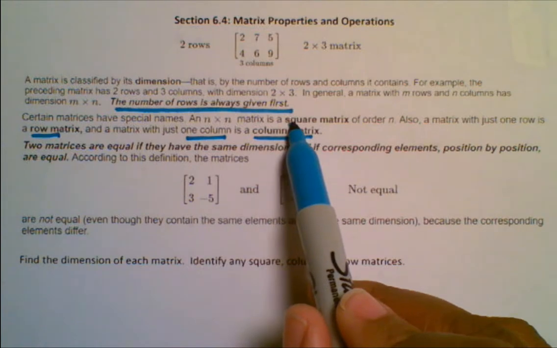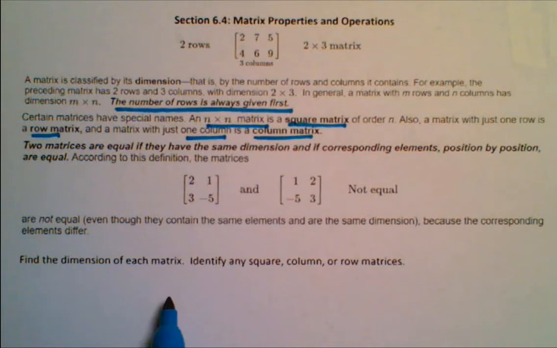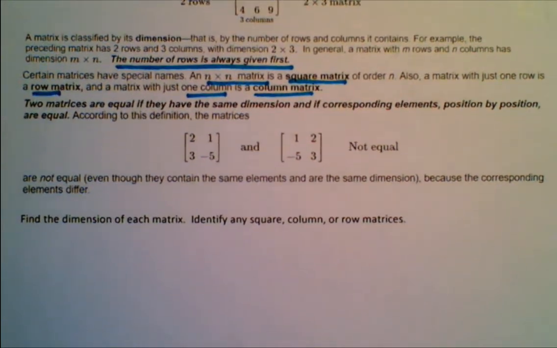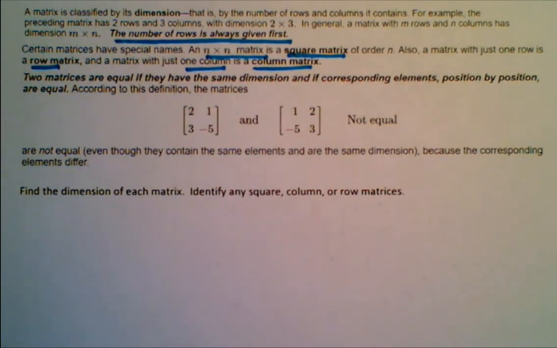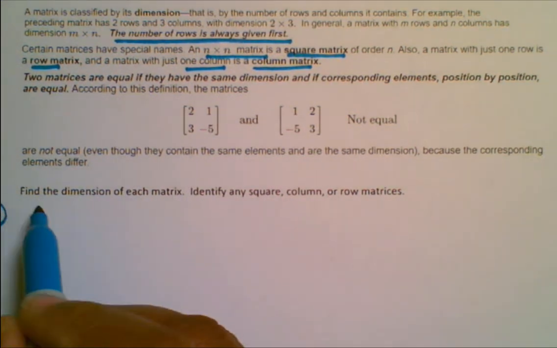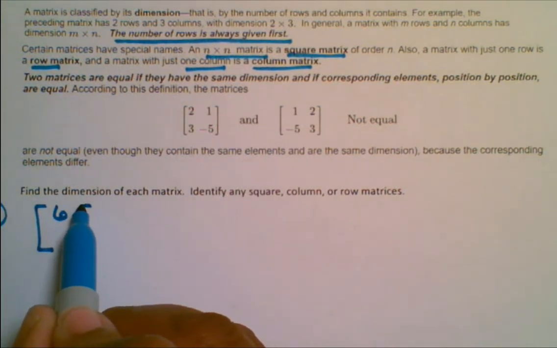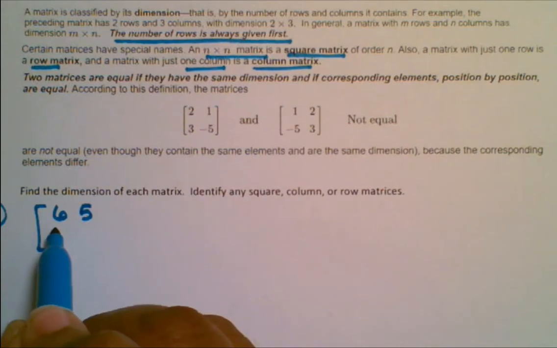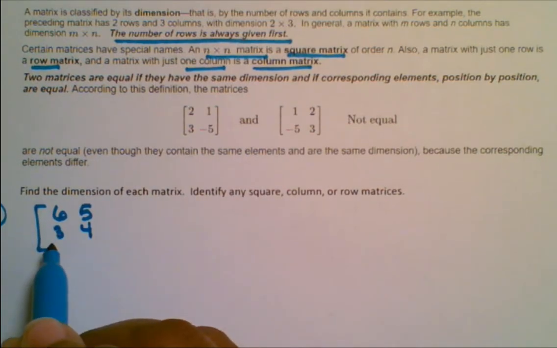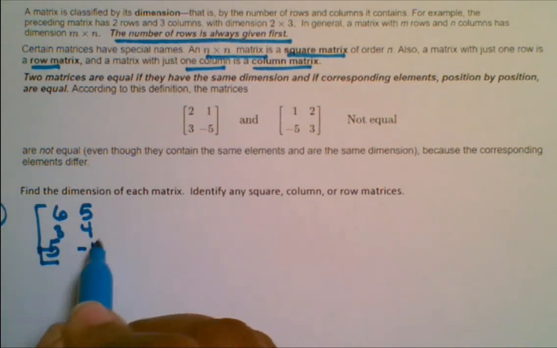So let's look at the first example. It says find the dimensions of each matrix. Identify any square, column, or row matrices. And then we'll come back to the other information about a matrix. So we have here 6, 5, 3, 4, 5, and -1.